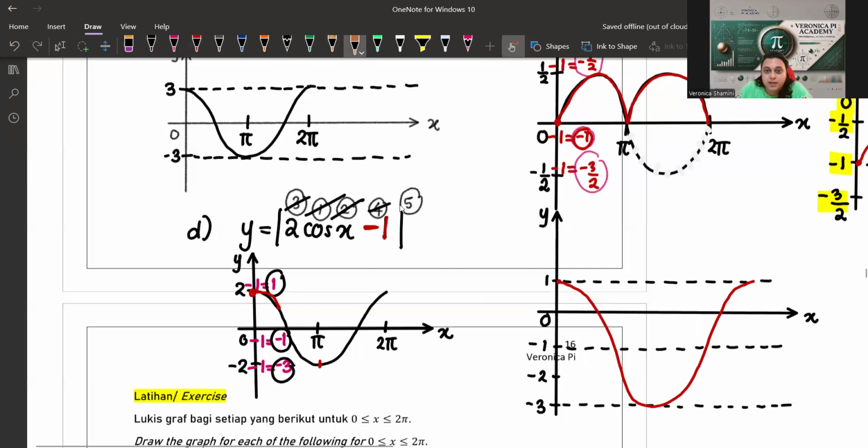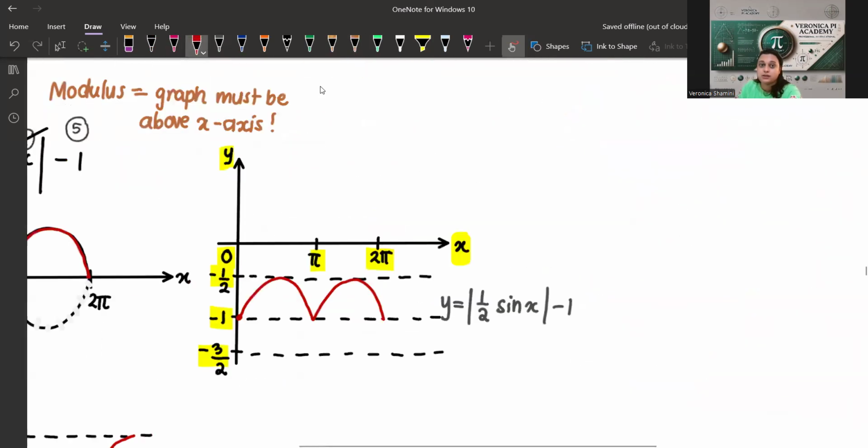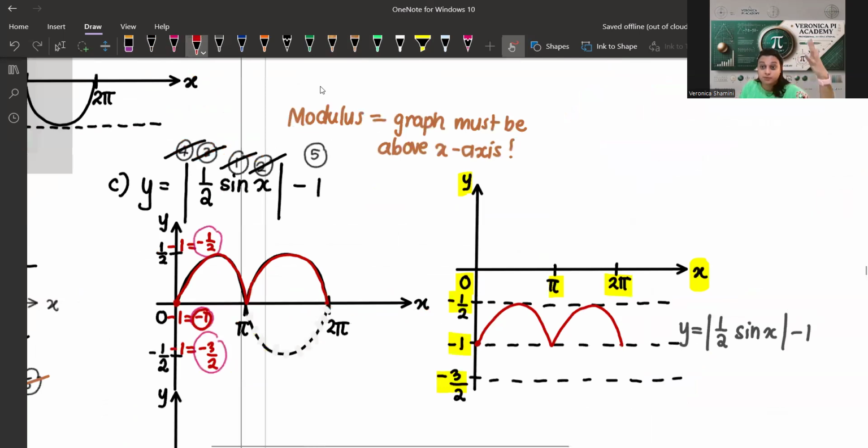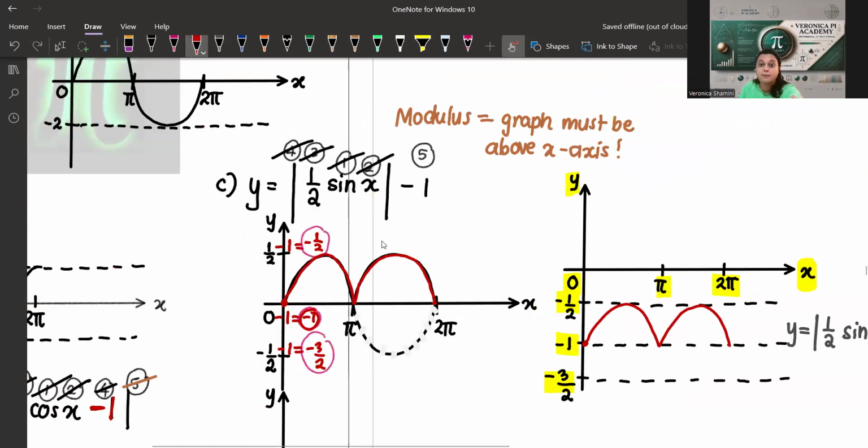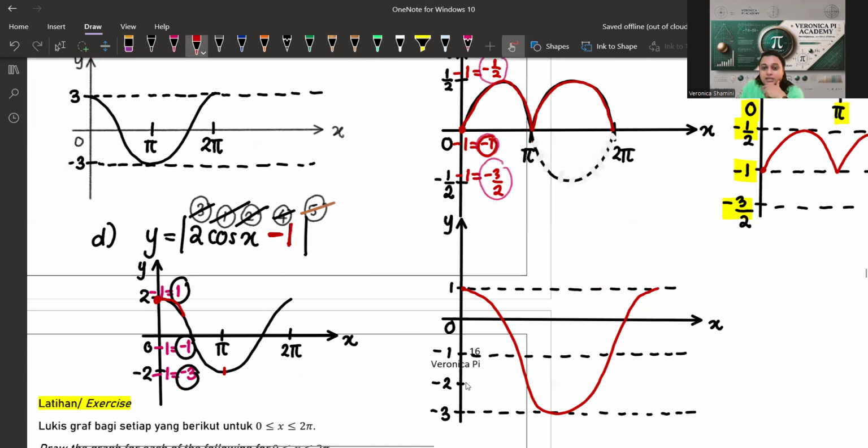Tapi there's one more step kan? What is this? Step 5, modulus. What's the meaning of modulus? You cannot have graph where teacher wrote this down. Your graph must be above the x. So tak boleh ada dekat bawah x. So how now? Ni dia pergi sampai -3, cannot lah. So you have to pantulkan. Reflect it. So that means draw a dotted line for a +3 up here.